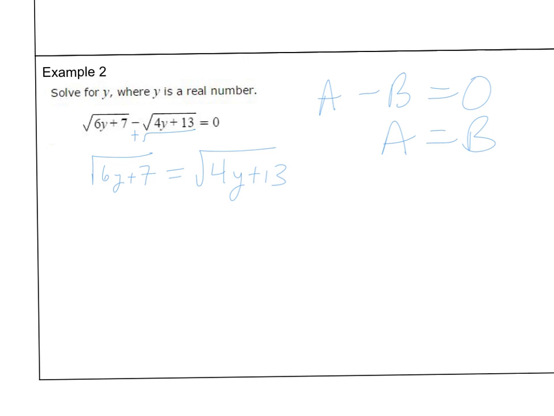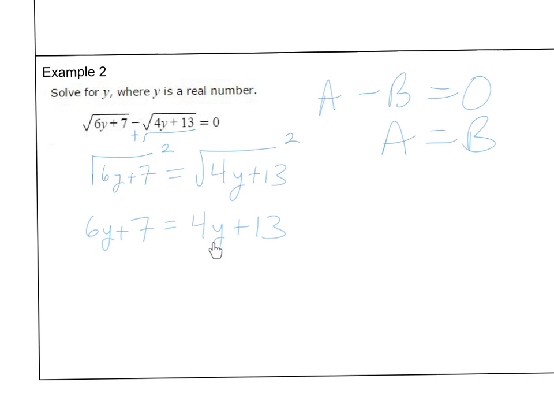So the next thing is to get rid of that radical, and the only way to get rid of a radical is to use the appropriate exponent, in this case squaring. So I'll square this, and I'll square this, and the square and the square root cancel. 6y plus 7 equals, on this side, 4y plus 13. This looks a lot friendlier. We're definitely used to stuff like this.